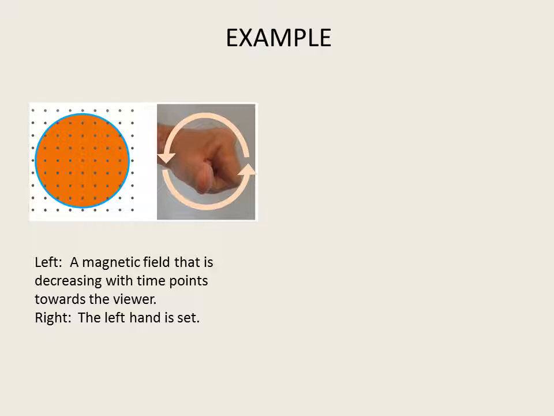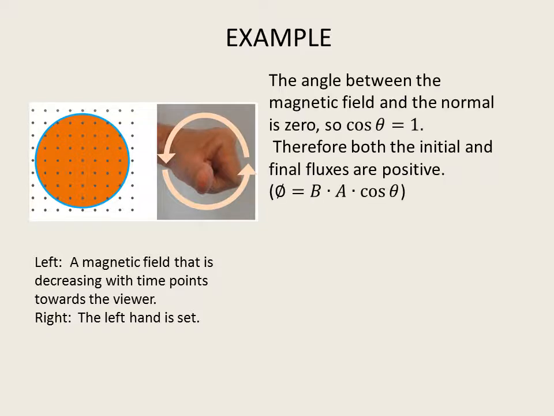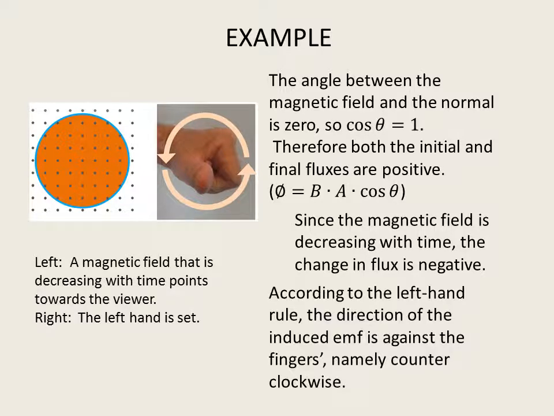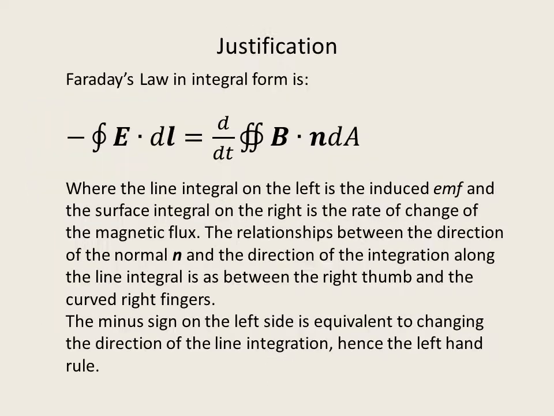We have to find out whether the change in flux is positive or negative. The angle between the magnetic field and the normal is 0, so cosine theta is 1. Therefore, both the initial and final fluxes are positive. Since the magnetic field is decreasing with time, the change in flux is negative. According to the left-hand rule, the direction of the induced EMF is against the fingers' direction, namely counterclockwise.